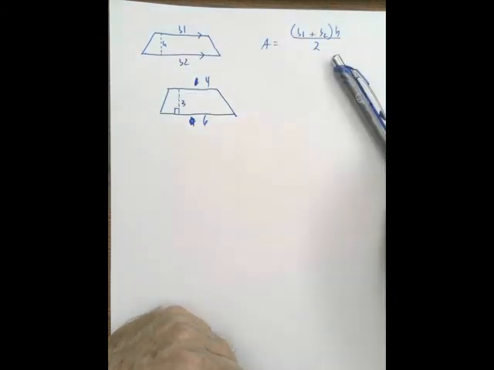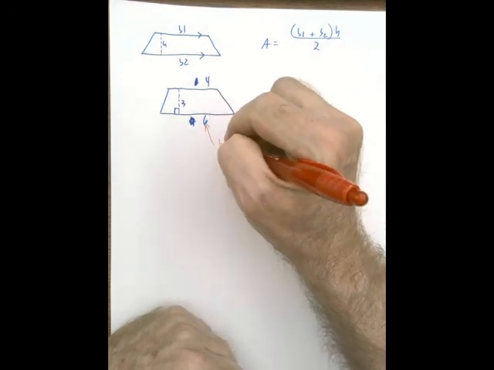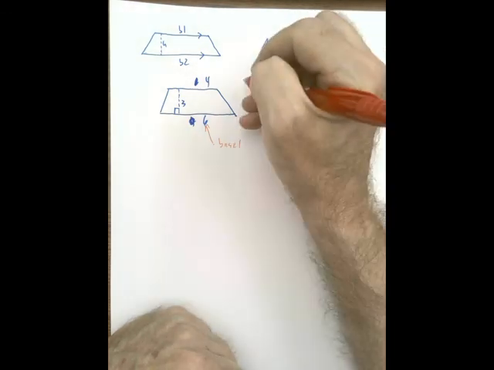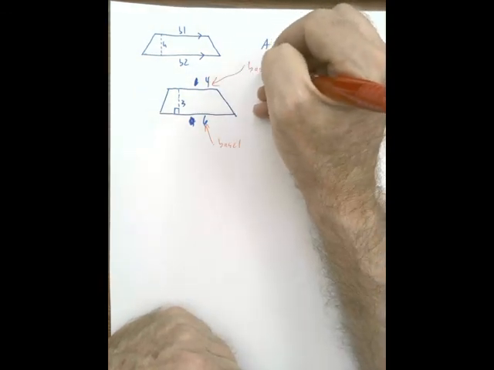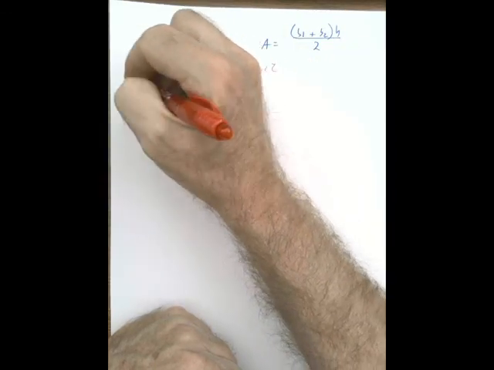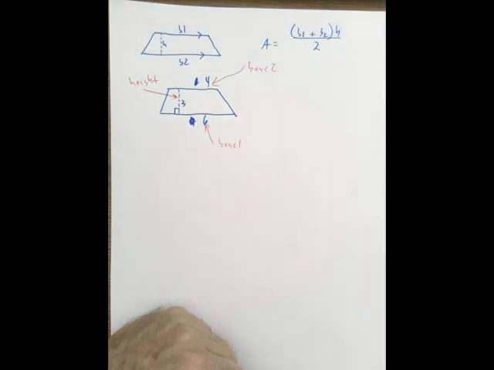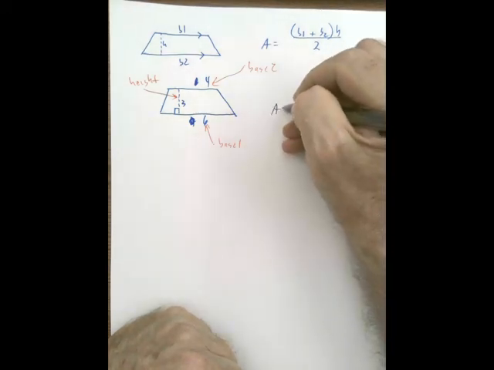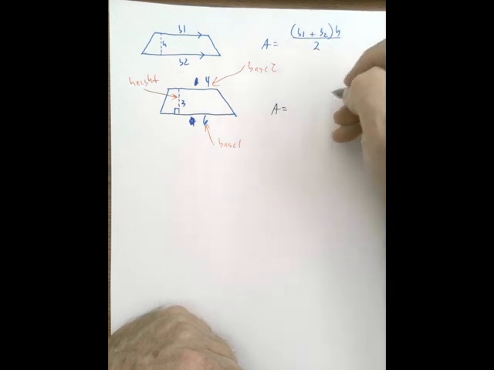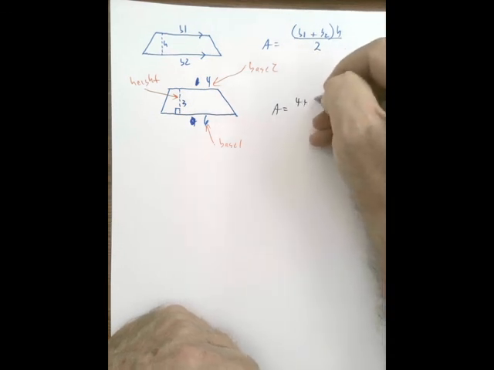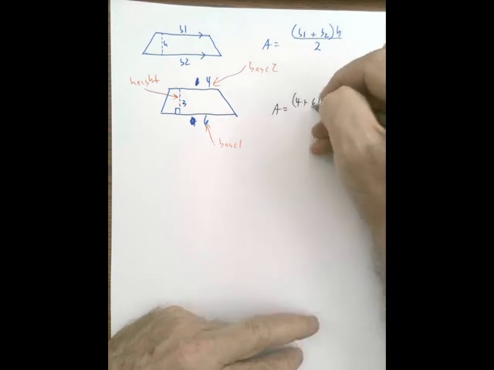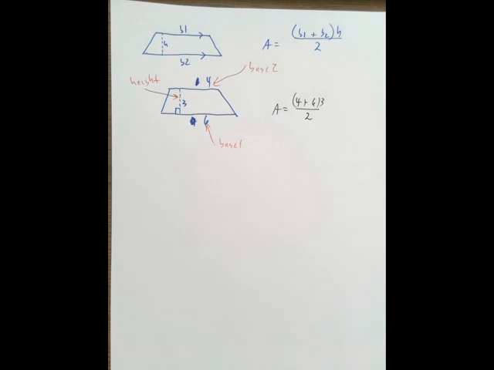So, using this formula here, this will be base 1. That will be base 2. And that will be the height. Right? So for this trapezoid, the area is 4 plus 6 times 3 divided by 2. And once we know what the formula is and what the numbers are, we just plunk the numbers in, and then we go from there.